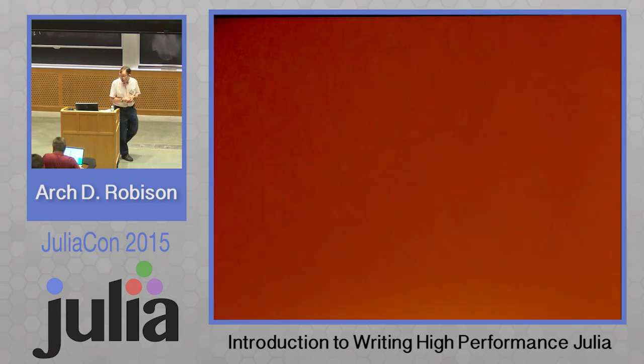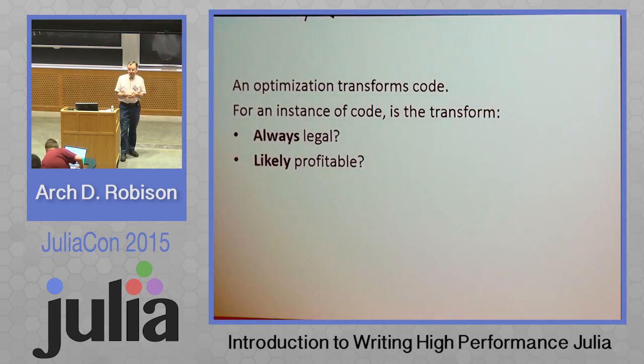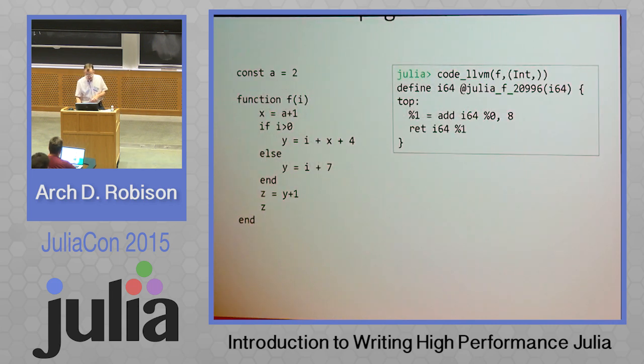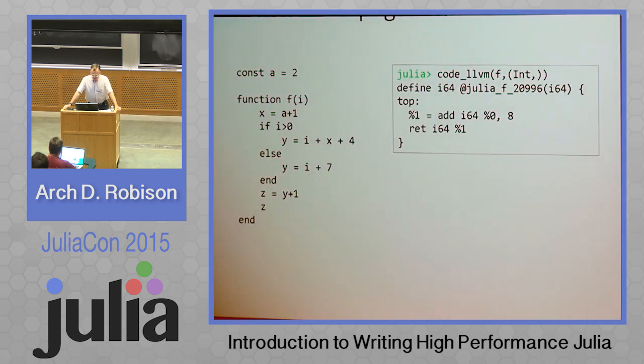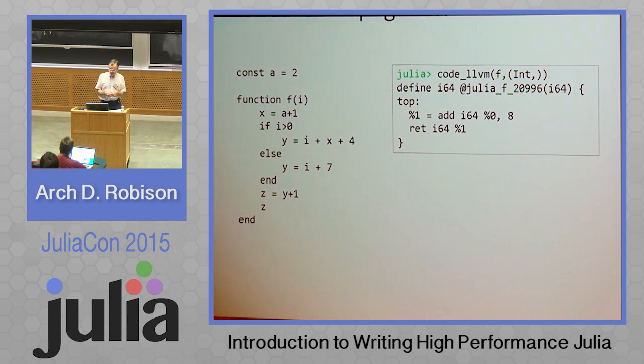So for any so-called optimization, there's two questions. The optimization has to ask, is this transform legal in this context? And is it likely profitable? It will play the odds on the profitable part. OK, a real basic one that's largely automatic, you don't have to worry about, is constant propagation. So here's an example of a piece of code, and if you look at the LLVM code, the compiler has figured out that it can algebraically rearrange the arithmetic and combine constants so that what comes out is a single add 8 to this value.